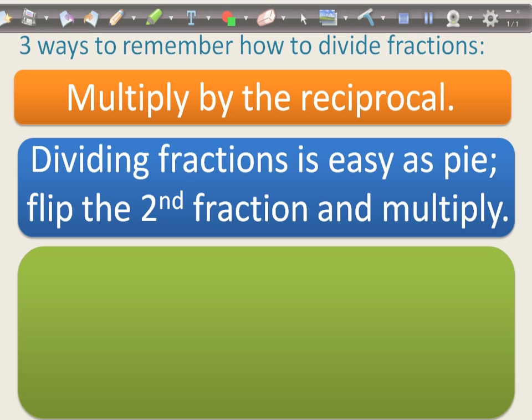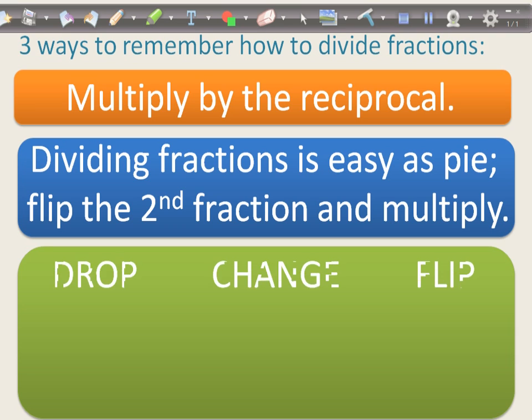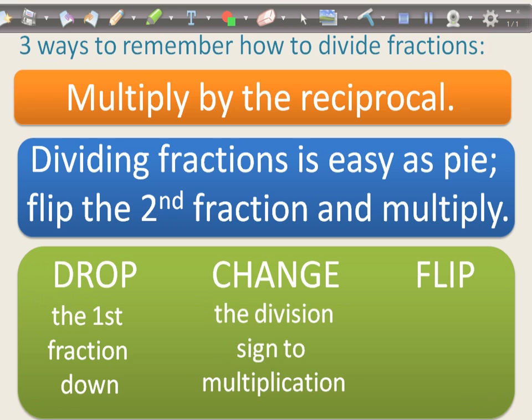Another one is a little saying: dividing fractions as easy as pie. Flip the second fraction in, multiply. And the other one we call drop, change, flip. You're going to drop the first fraction down, change the division sign to multiplication, and flip the second fraction over. Again, all these are basically the same thing, just a little bit of a different way to remember what to do.